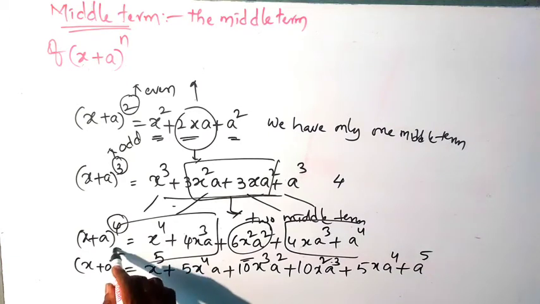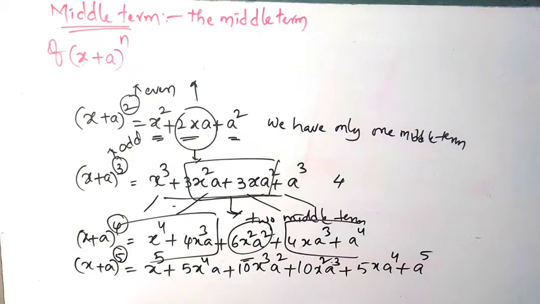So here this is an odd number. So how many middle terms exist? Actually 2 middle terms. What are they? So these two are the middle terms here.